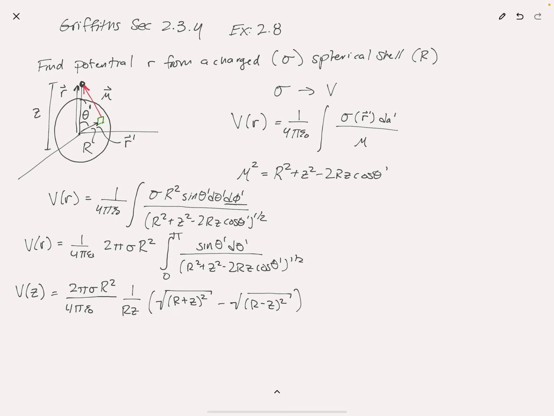Now I haven't specified exactly where on my z-axis I'm defining my point that I care about. In the end, what I want to do is find the potential everywhere along my z-axis. So sometimes I'm outside of my sphere, where z is bigger than the radius of my sphere, and sometimes I'm going to look inside the sphere, where z is less than the radius of my sphere.